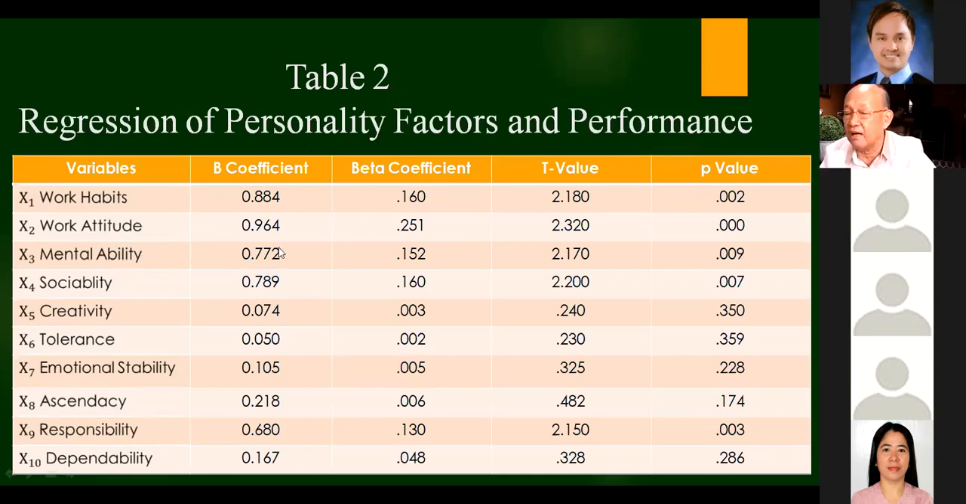You do it like that. You only explain all the significant ones, which are just the 5 you mentioned earlier: work habits, work attitudes, mental ability, sociability, and responsibility. Just say that the rest of the personality factors contribute, but not to a very significant extent. You no longer explain them, since their effect is not significant. Can you follow? Did you get it, co-teachers? Yes, sir. That is how you interpret the B coefficients.